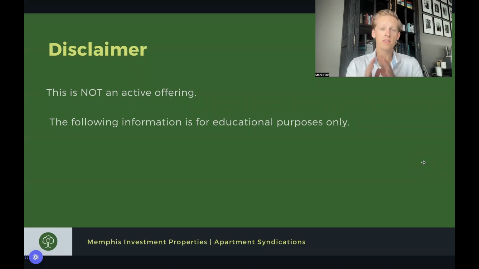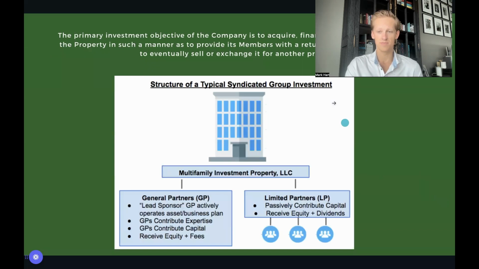So we do have a disclaimer that this is not an active offering, right? We are not trying to raise money. We do not have a deal that we are trying to invest in and buy currently. This is just for educational purposes only. We just are here to teach you the basics, the building blocks of an apartment syndication, and would love to be able to touch base personally after this webinar, if this is something that you have additional questions on or are even somewhat interested in.